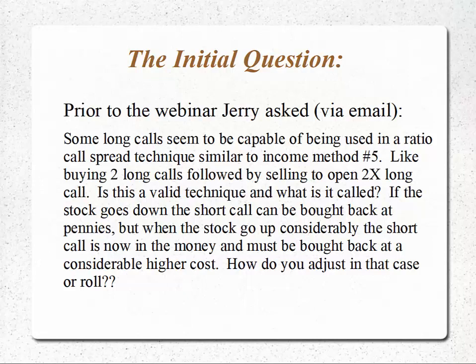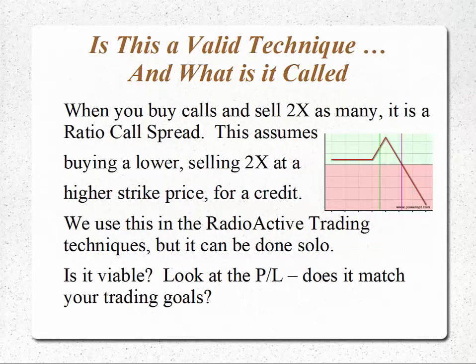Now also, if the stock goes down, my 2 times short calls can be bought back at pennies, but when the stock goes up considerably, the short call is now in the money and must be bought back at a higher cost. How do you adjust in that case or roll? Okay, let's go back to step 1 and break down just the simple structure of a ratio call spread.